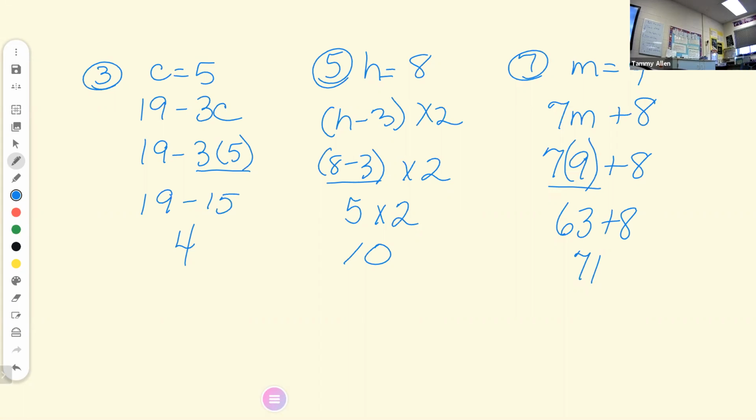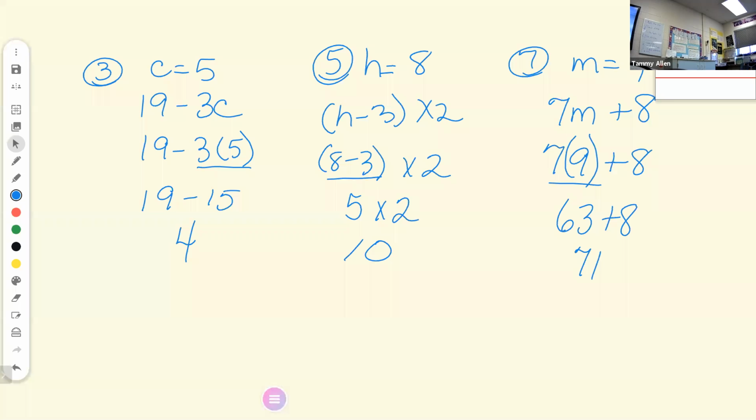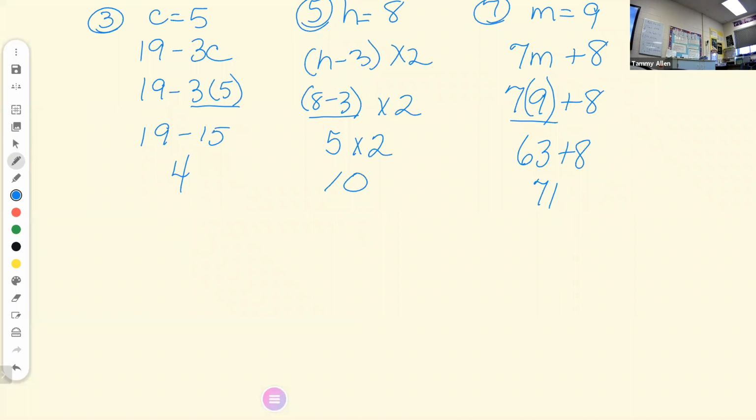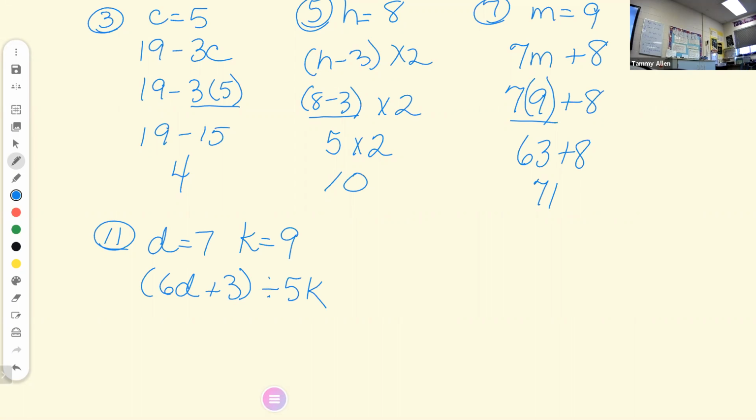Number 11. Number 11, we know that D is equal to, it's okay, just ignore it. We don't lie. Number 11, we know that D is equal to 7 and K is equal to 9. We know our expression is 6 times D plus 3, and that sum is going to be divided by 5 times K. There's a lot going on in this one.